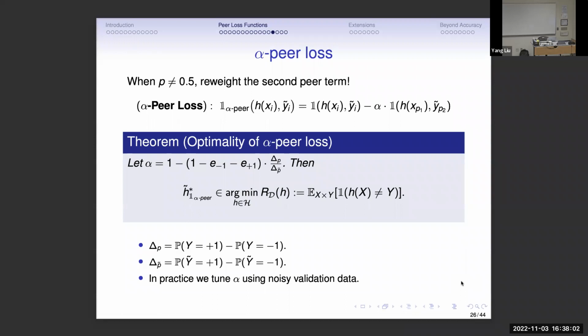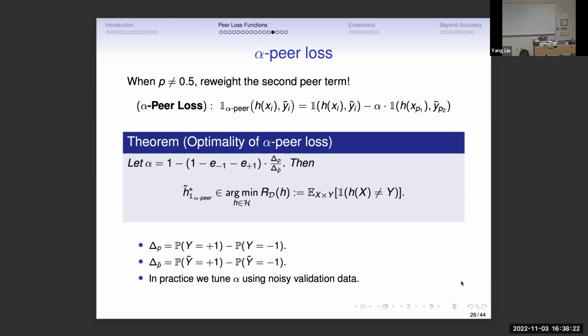In this case, the optimal alpha does depend on the noise rate. So if you want to find the optimal alpha in order to balance the punishment and the training, it has to know some information about the noise, at least the summation of E plus and E minus. So this is the caveat of this result for imbalanced data.